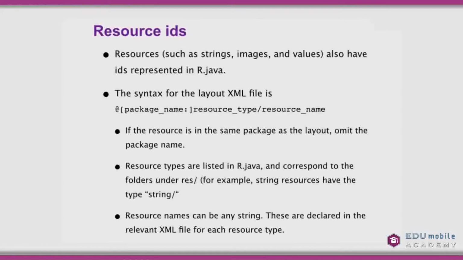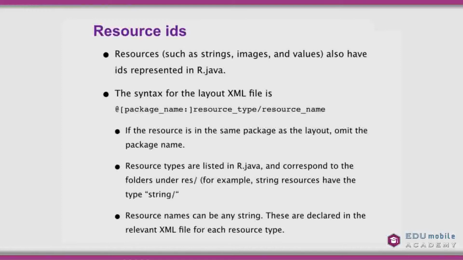So if the resource is in the same package as the layout, we can omit and should omit the package name. The type, the resource type, is going to be listed in R.java, and it corresponds to the folders under the resource. For example, string resources have the type string.